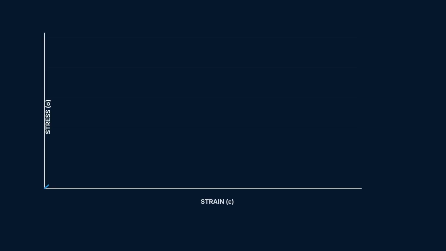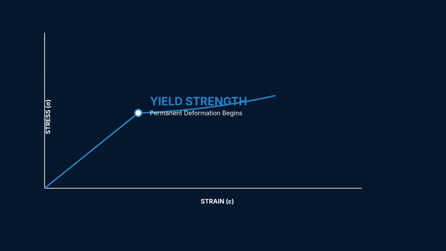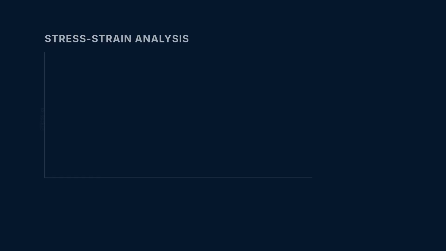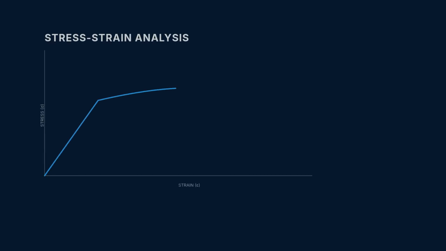You'll see the yield strength, indicating when permanent deformation begins. The ultimate tensile strength represents the maximum stress the material can withstand. The calculator also provides the fracture point and calculates the total elongation percentage.